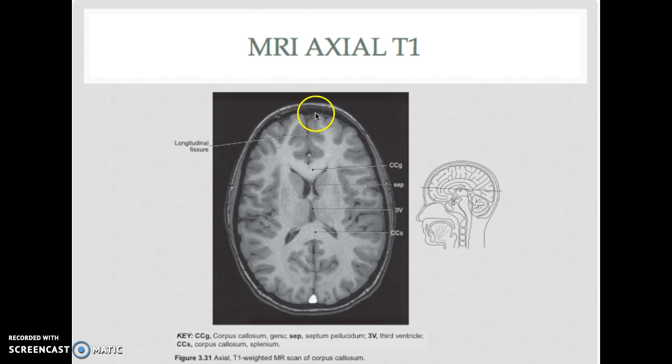So picking up where we left off, here's the MRI axial T1 with the longitudinal fissure. Here's your corpus callosum, your genu. You can see where it's slicing through. So here, the bottom part is your rostrum, then your genu, then the body, and then the posterior portion, which is your splenium. So here's your corpus callosum, and that is your genu with your septum pellucidum, then you have your third ventricle, and here is your thalamus, and here is your splenium of your corpus callosum.